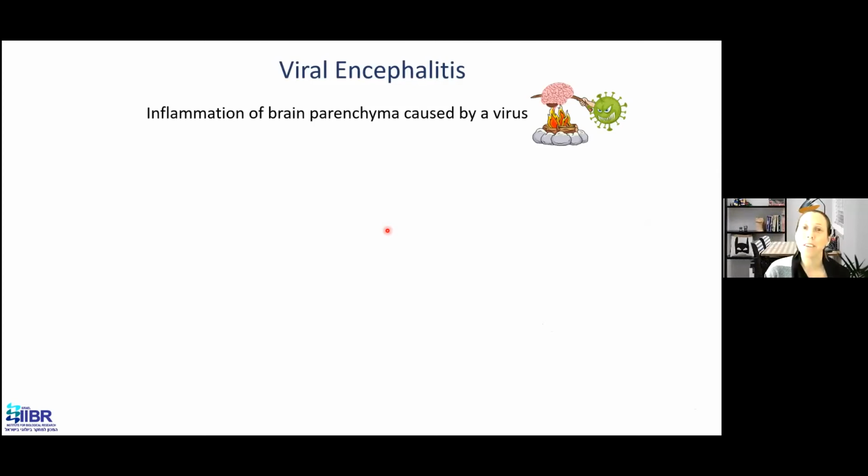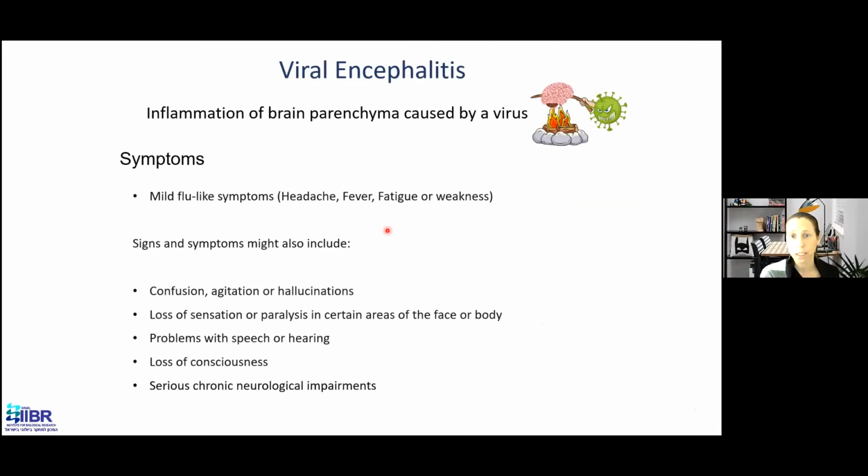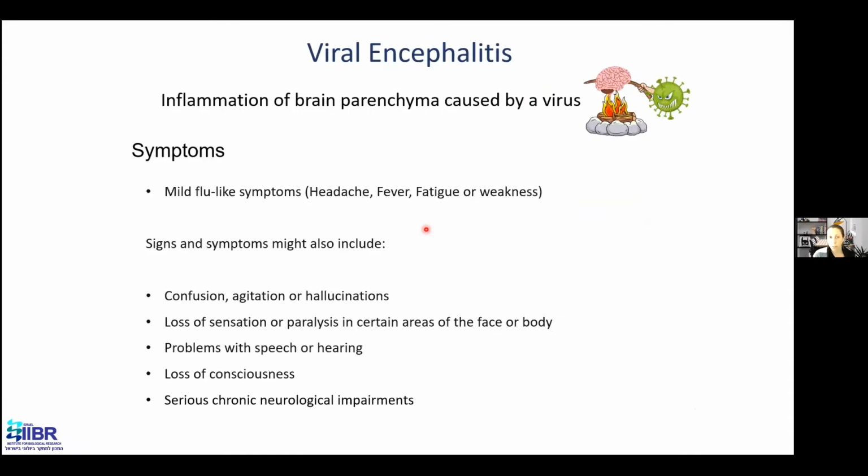When I started my work on viruses, I was most interested in a virus which affects the brain, the central nervous system, in viral encephalitis. When a virus enters the brain, it leads to inflammation of the brain parenchyma. The symptoms can be varied. It can be flu-like symptoms, very mild disease, but it can also complicate to more serious and even chronic, long-lasting neurological impairment.